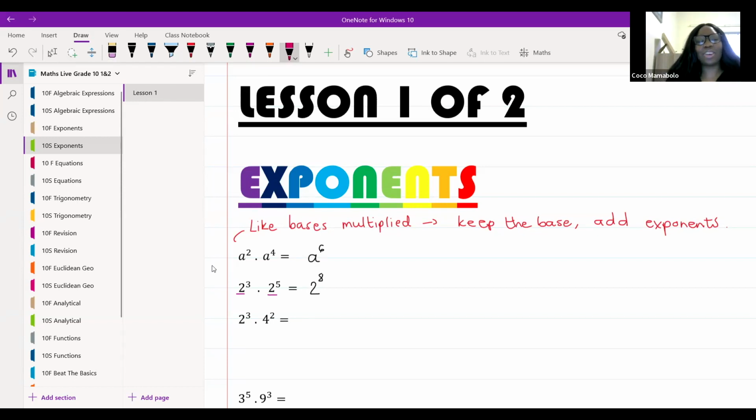All right, let's look over here. I've got 2 to the power of 3, and I've got 4 to the power of 2. Do I have like bases? Are 2 and 4 the same base?